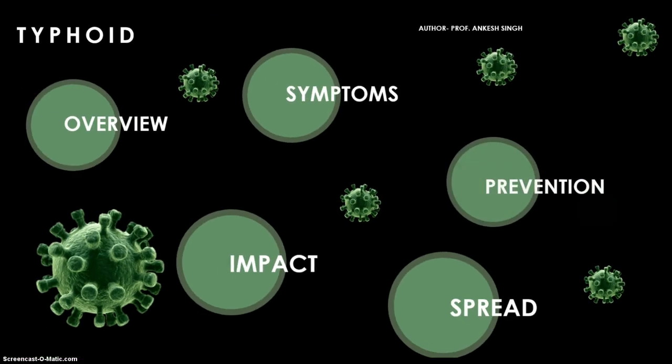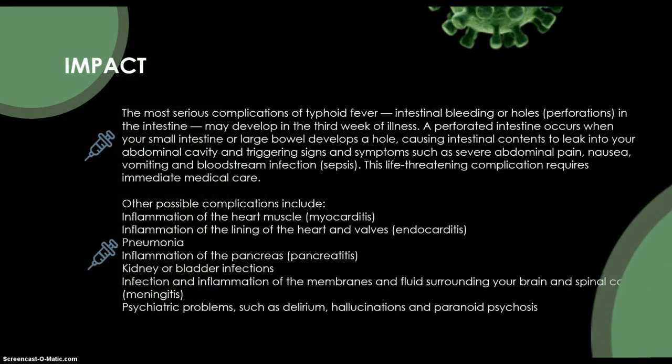Next comes, what is the impact of typhoid? Typhoid has a very bad impact on the human body. It causes intestinal bleeding, it causes perforations in it, and hence inflammation takes place. It causes severe abdominal pain, it causes vomiting, it causes sepsis, or blood infection, bloodstream infection. These are life-threatening conditions.